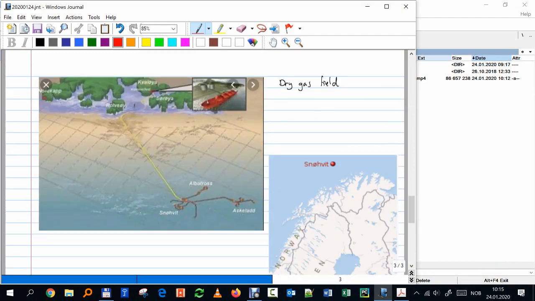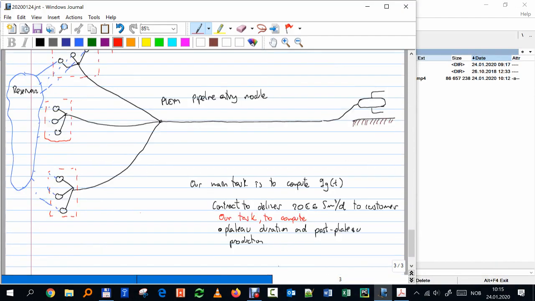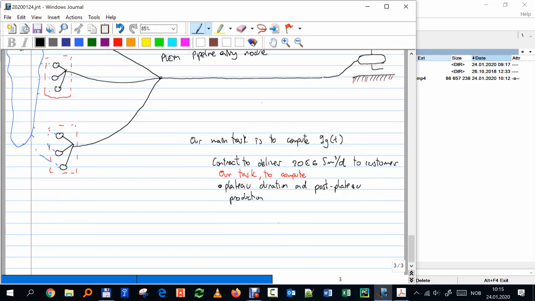Okay. So first, we're going to make the assumption to solve this that we have only dry gas, no liquid, and that means a few things. So that means no condensate, we have no water, and we have also no production chemicals.